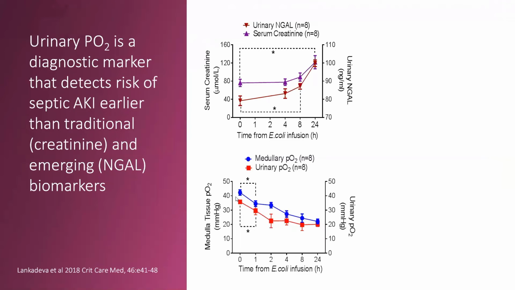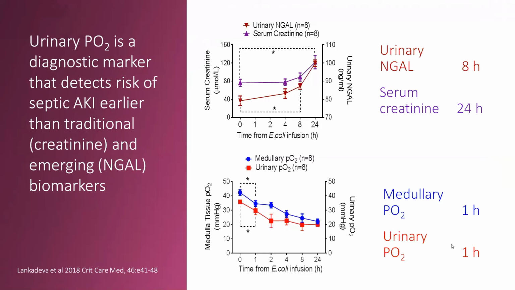In comparison, we see that the reductions in medullary tissue oxygenation occurred within the first hour of sepsis, and this was again very nicely reflected and detected by decreases in urinary oxygen tension. So in conclusion, we can detect urinary hypoxia at least 8 hours earlier than conventional biomarkers.